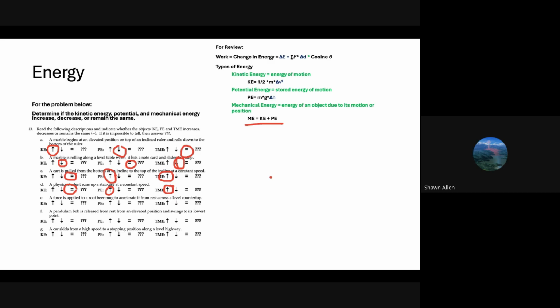For letter E, a force is applied to a root beer mug to accelerate it from rest across a level countertop. For the kinetic energy, I said that it was rising, because it is going from rest to moving across the countertop, which means that if velocity changed, then it increased. For the potential energy, I put that it stays the same because at no point does the countertop experience elevation or de-elevation. And for the mechanical energy, I put that for the total system, it is increasing over time.